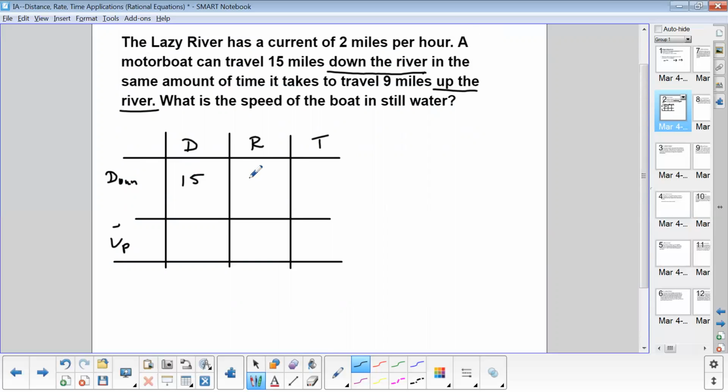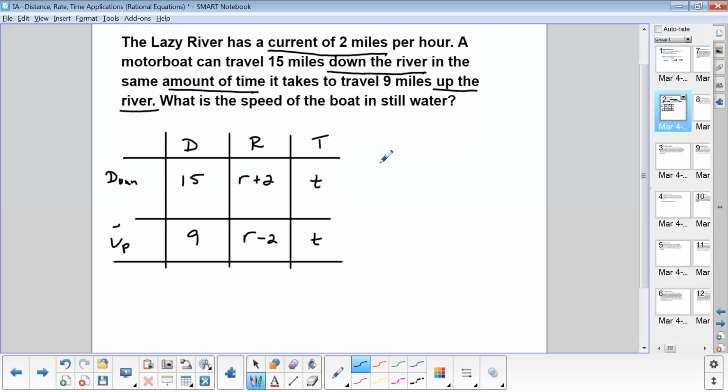Now the rate, we're not real certain, but we know that we have a current, and that current is going to either go against us or with us. So if I'm going downriver, whatever my rate is, I'm going to add 2 miles per hour to it because that's what the current would be. But it says it would go in the same amount of time, so the time down and up would be the same. And then I can go 9 miles upriver, and whatever the rate would be, I take 2 away from it, because that 2 miles per hour current's going against it.